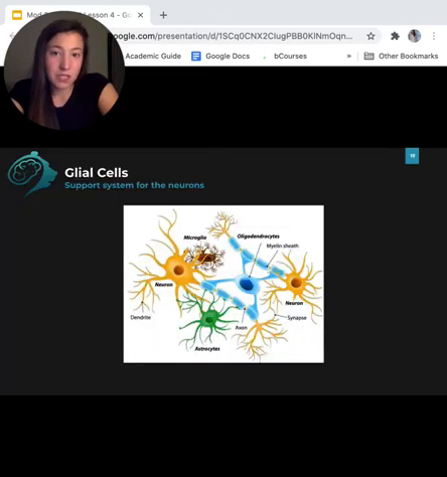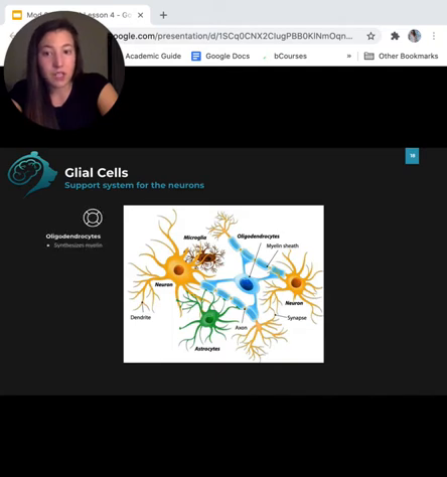So next we're going to take a step back and talk about glial cells, and these are other cells in the nervous system that act as a support system. So oligodendrocytes are pictured in blue, and they synthesize a substance called myelin, which insulates the neurons and is essential to efficient conduction of the action potential along the axon.